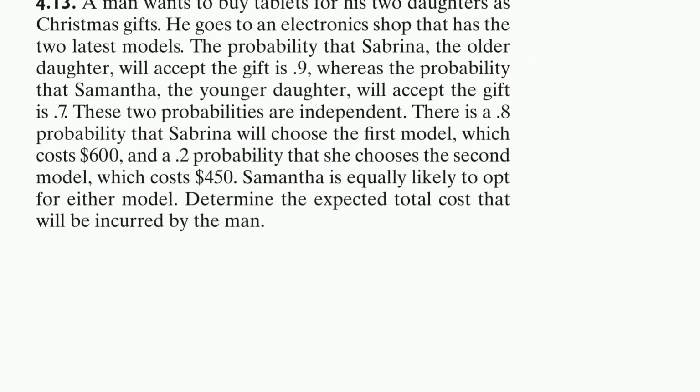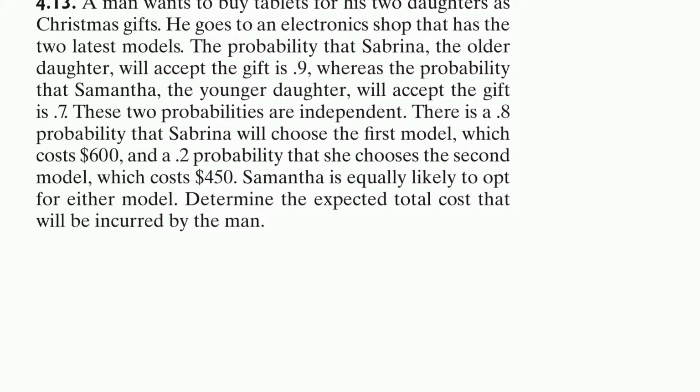And then it says that these are independent of one another. So what you could do, and this is what I'm going to do, instead of worrying about all four of the possibilities, which there are four possibilities, we have Sabrina and Samantha. It could be that they both want a tablet. It could be just Samantha wants a tablet. It could be just Sabrina wants a tablet, or it could be that neither wants a tablet. So those are the four possibilities.